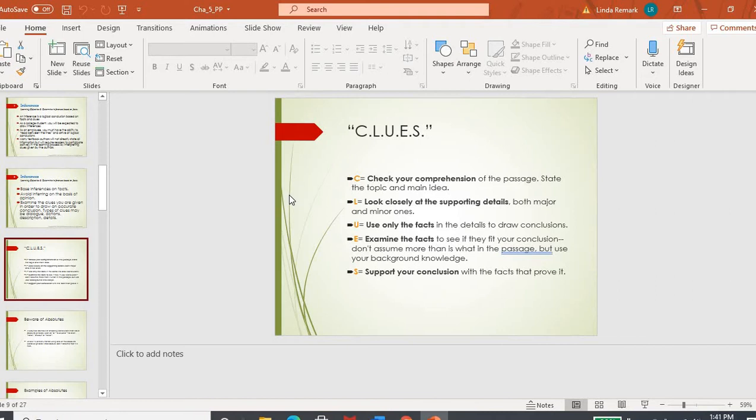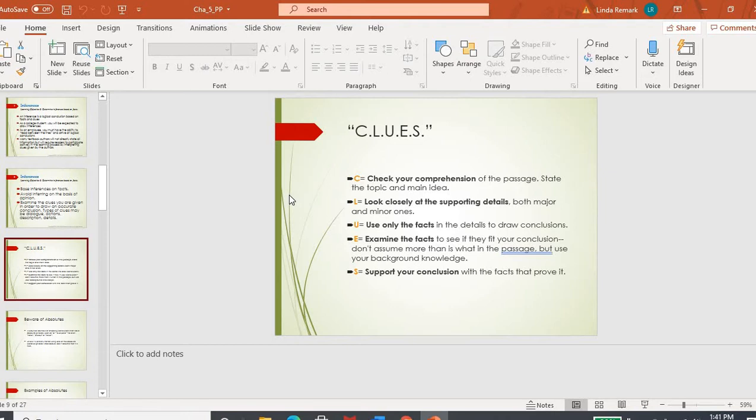So it just goes through this acronym saying clues. When you're reading a paragraph or a text and you have to make an inference, make sure you first understand what's going on. What is the topic? What is the main idea? Look at the supporting details. How are they working together? What kind of information are they providing?